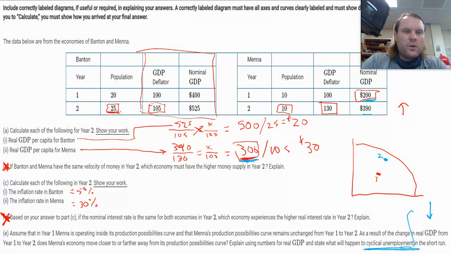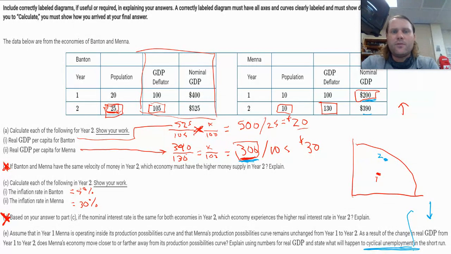All right. So we're looking at year 2. We've got to figure out the real GDP. So we're taking the nominal GDP, and we've got to figure out, with the GDP deflator, what the real GDP was. So the way I do that is I take 525, which in this year is the same as 105, and then I set it equal to x over 100, and I've got to cross multiply here. So that's going to get me to, after I do the algebra, 500 divided by 25, because that's my population, equals $20. So my real GDP for Banton, $20.